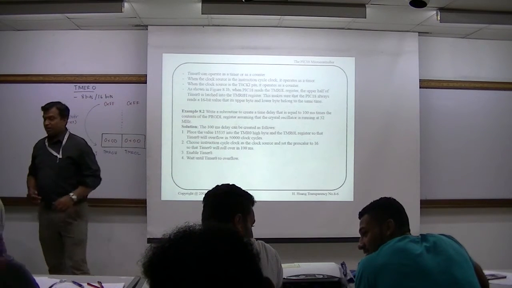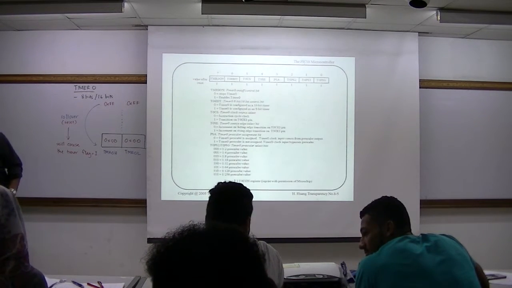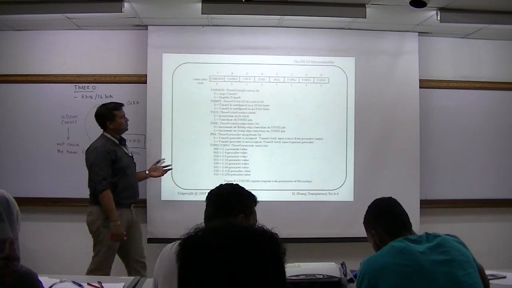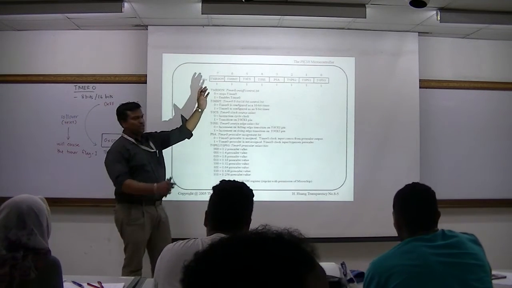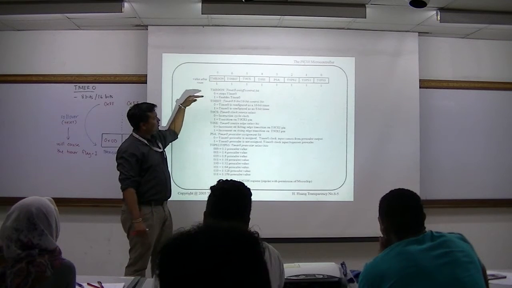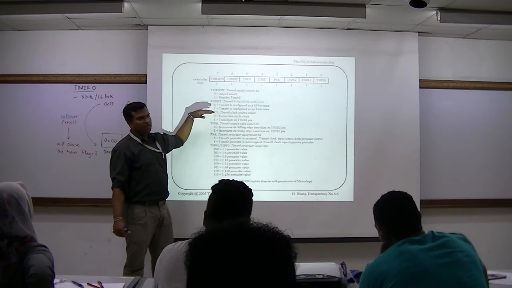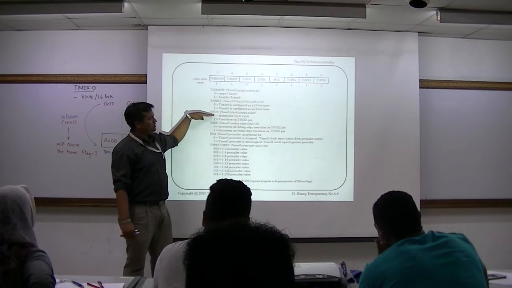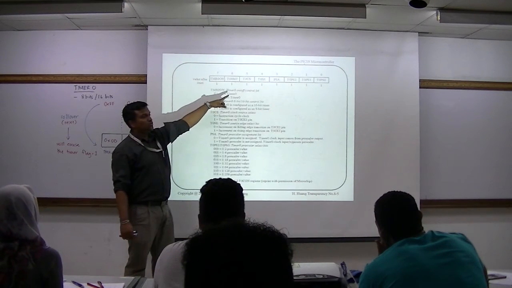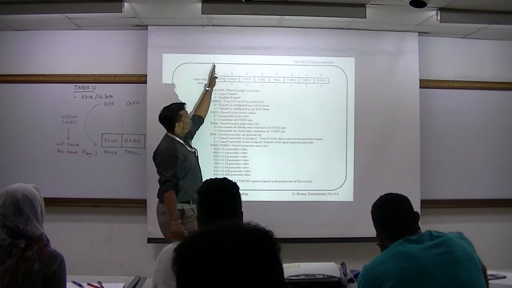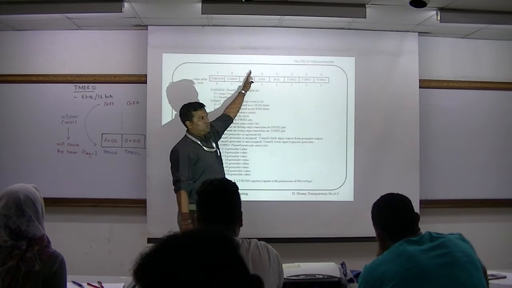So let's go back. We are in the midst of learning how to configure the timer. So we are done with this one, done with this one. Now are we using it as a counter or as a timer? Timer. So we are depending on the instruction cycle clock, so that also should be 0. So far, 1, 0, 0.